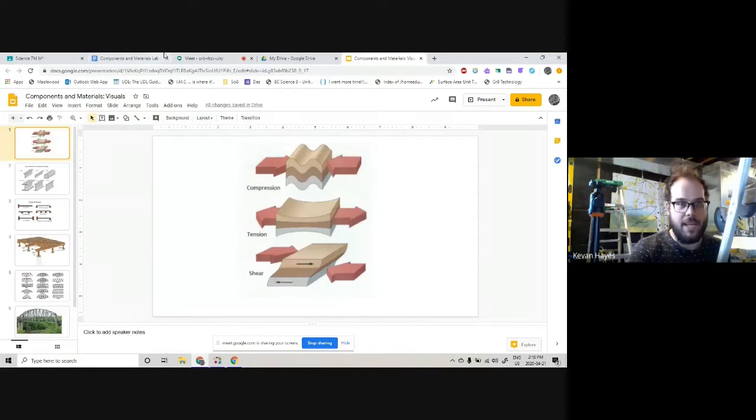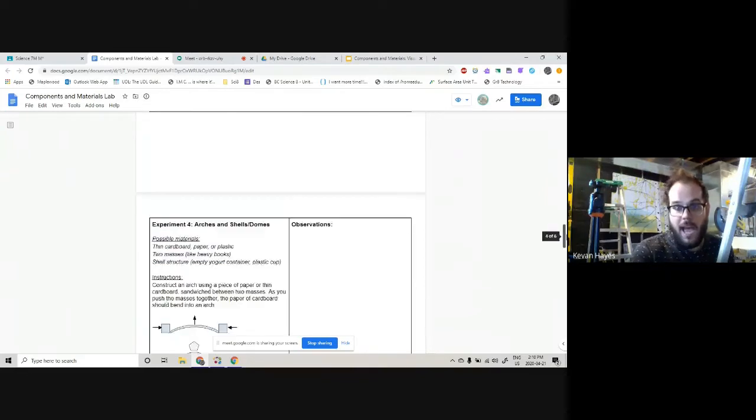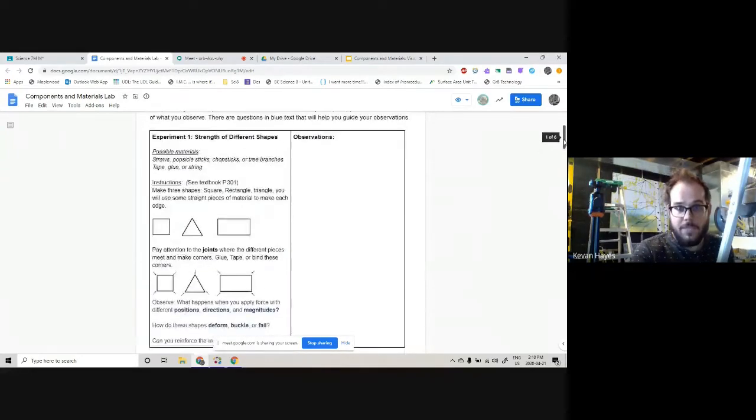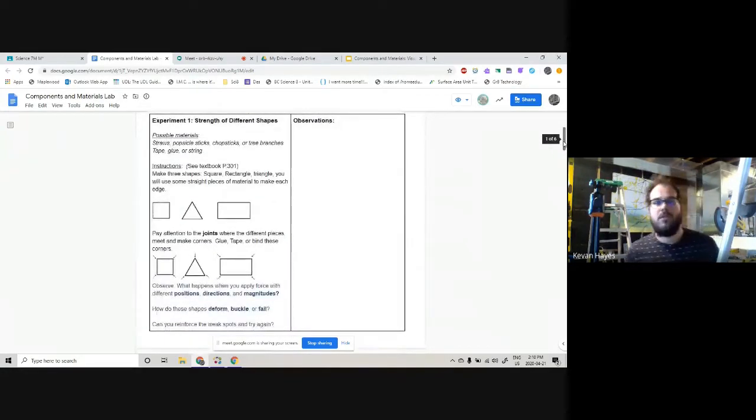What we're going to look at today is each of the 5 experiments in your components lab, and we're going to talk about each one. I'm going to demonstrate each of the different parts for you so that you can follow along at home, or you can take observations based on what I'm showing you. We're going to start by looking at experiment 1, which is all about the strength of different shapes.